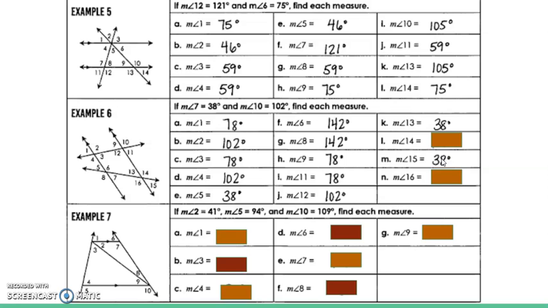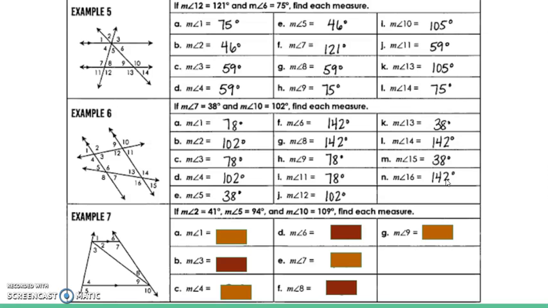And then to find the measure for 14, 6 and 14 are corresponding angles. If they're corresponding, they're congruent, which means it's 142 degrees. And 14 and 16 are vertical, so 16 is also 142.